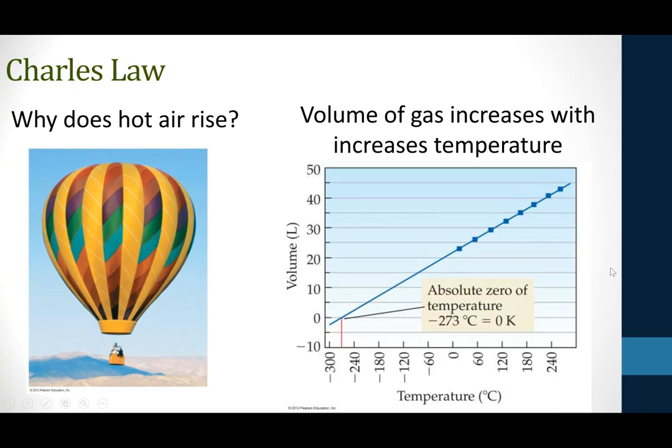So what we see here with this graph is that as we move from left to right, our temperature is going to increase. And as we move from the bottom to the top, volume is going to increase. And what we see here is a positive slope. So what that means is as temperature increases, volume also increases. As one goes up, the other goes up. And if one goes down, the other is going to go down as well.